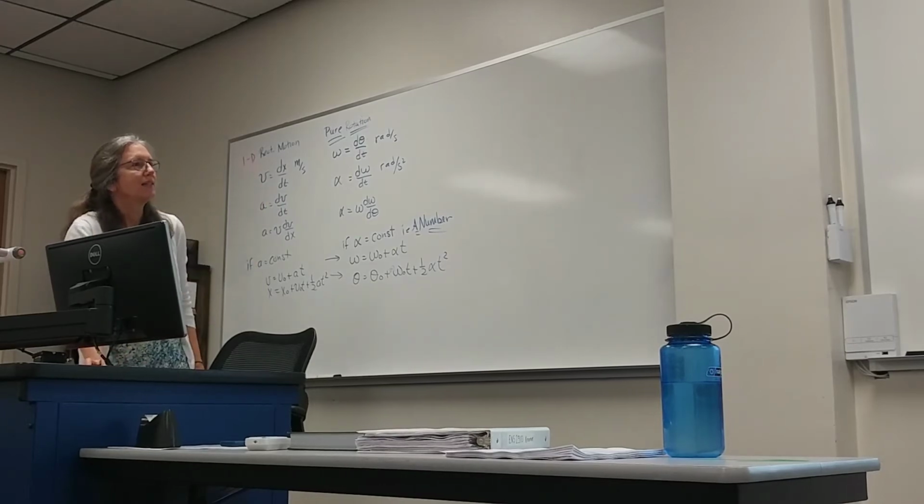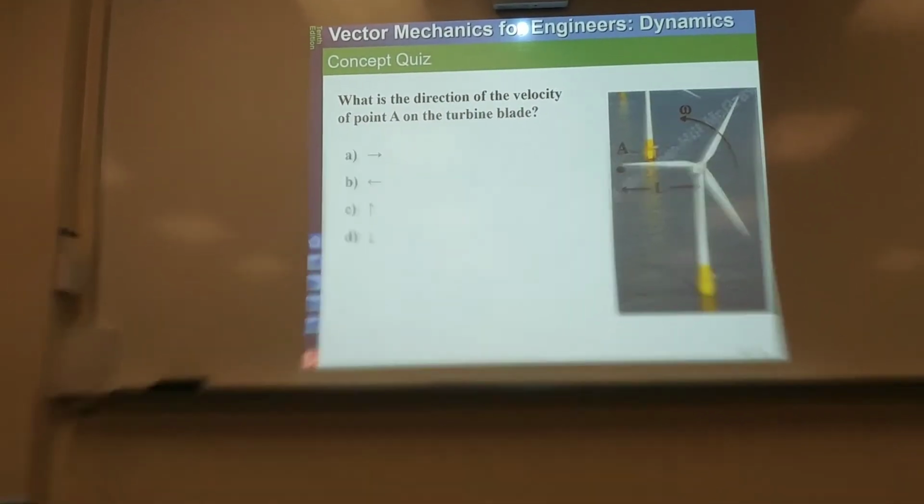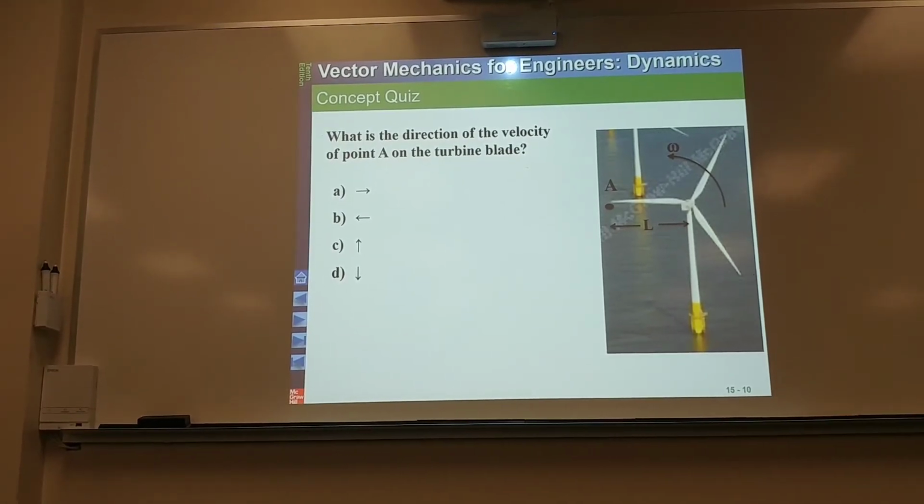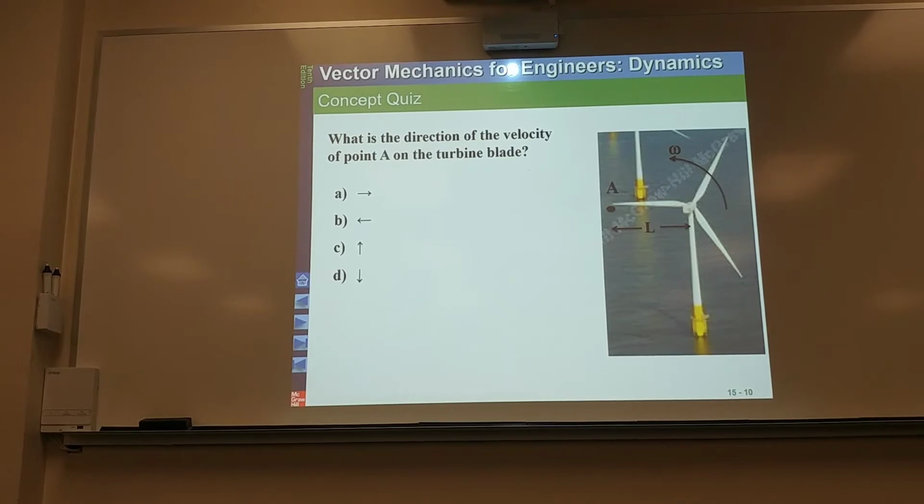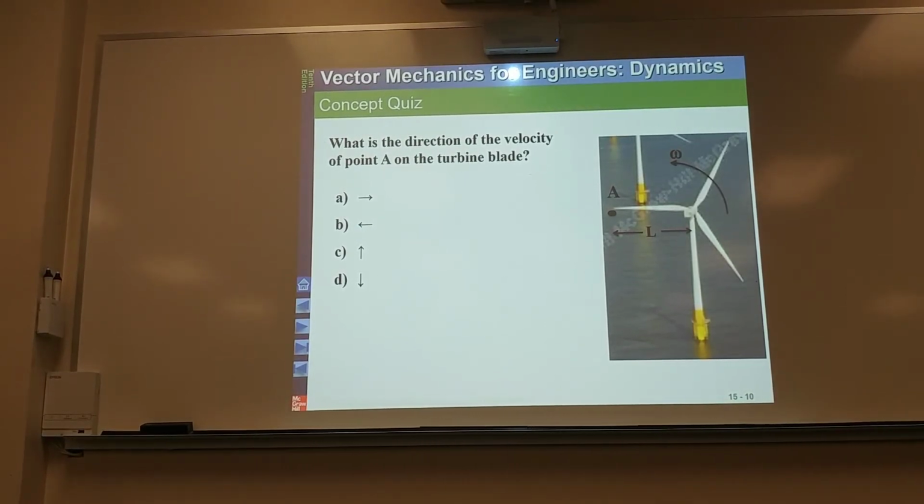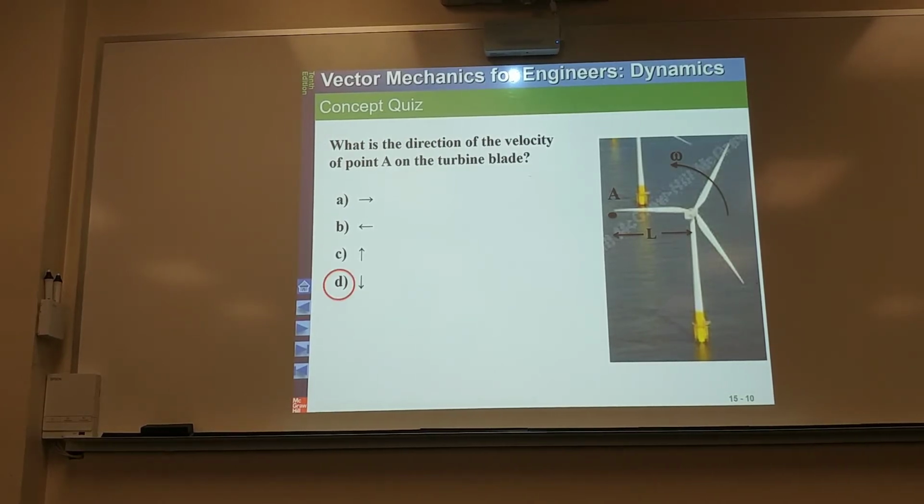Looking back at this slide here, here's a concept question. What is the direction of the velocity of point A if it is going counterclockwise? Yes. Mm-hmm. Yep, so it would be going down. If we're going the opposite direction, it would be going up.